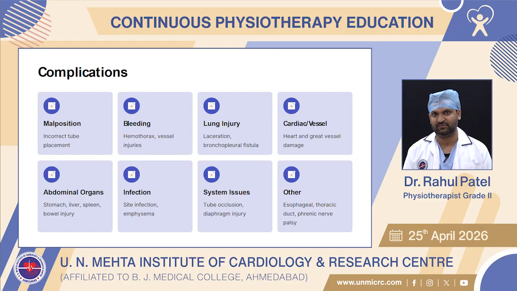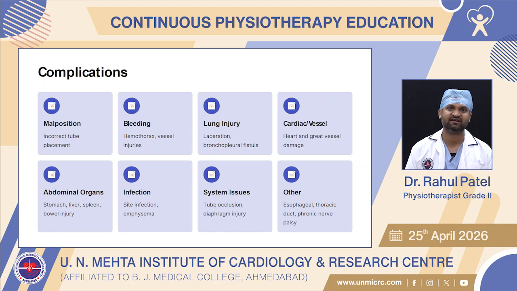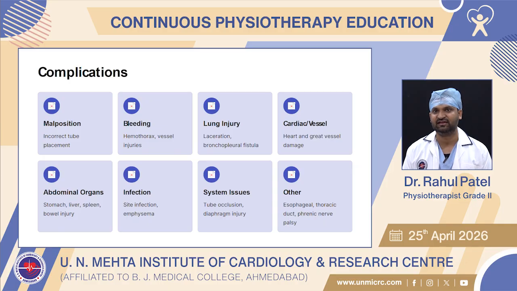Complications: malposition, incorrect tube placement, bleeding, hemothorax, vessel injury, lung injury, laceration, bronchopleural fistula, cardiac or vessel injury, heart and great vessel damage, abdominal organ injury, stomach, liver, spleen, bowel injury, infection at the site, emphysema, system issues like tube occlusion, diaphragm injury, other injuries such as esophageal, thoracic duct, and phrenic nerve palsy.